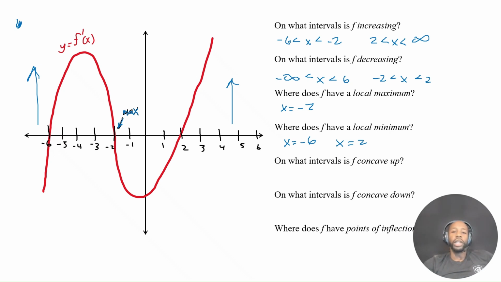Well, this is number 5, I guess. On what intervals is f concave up? Now, when we talk about concave up, it's like a U shape that's pointed upward, like the letter U. So on what intervals is f concave up? When is f concave up? So first of all, it has to do with a minimum.